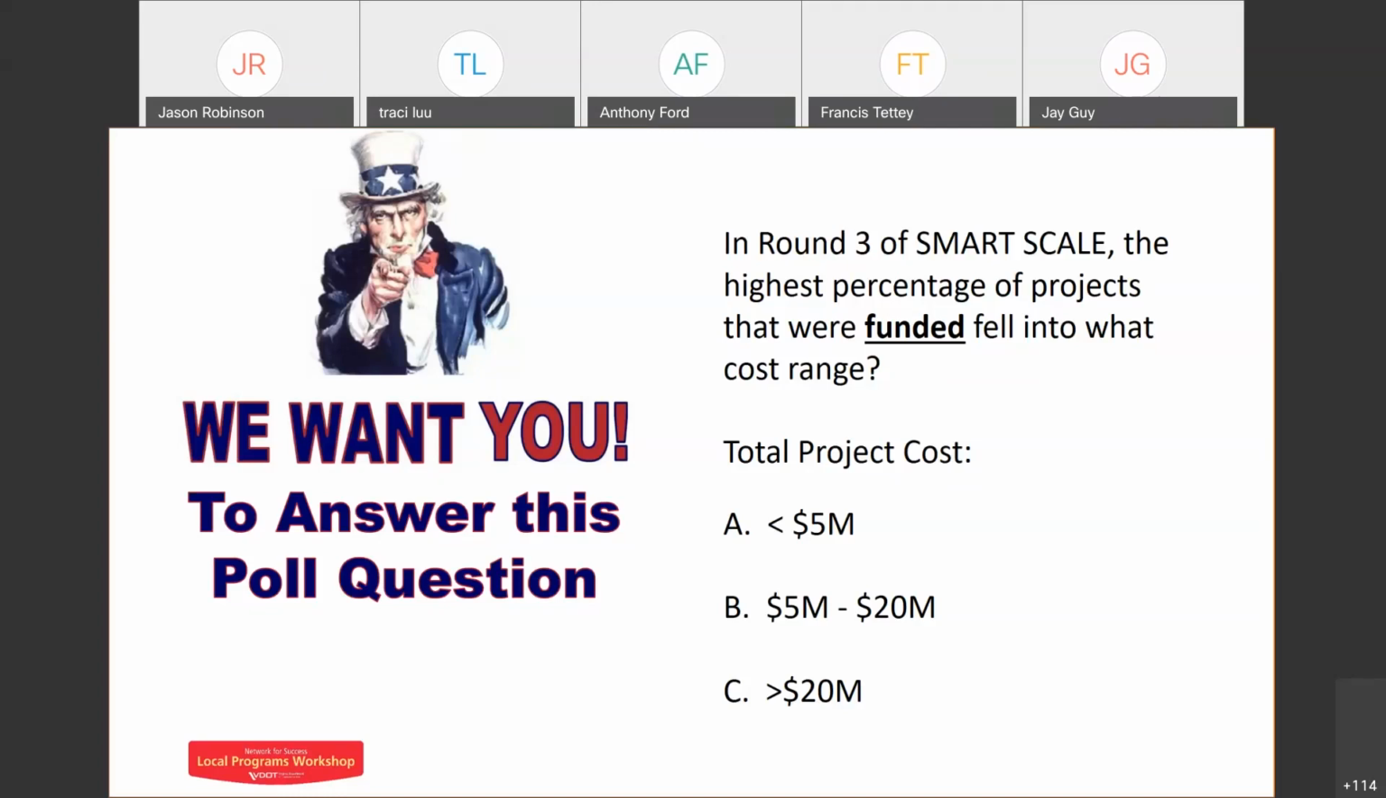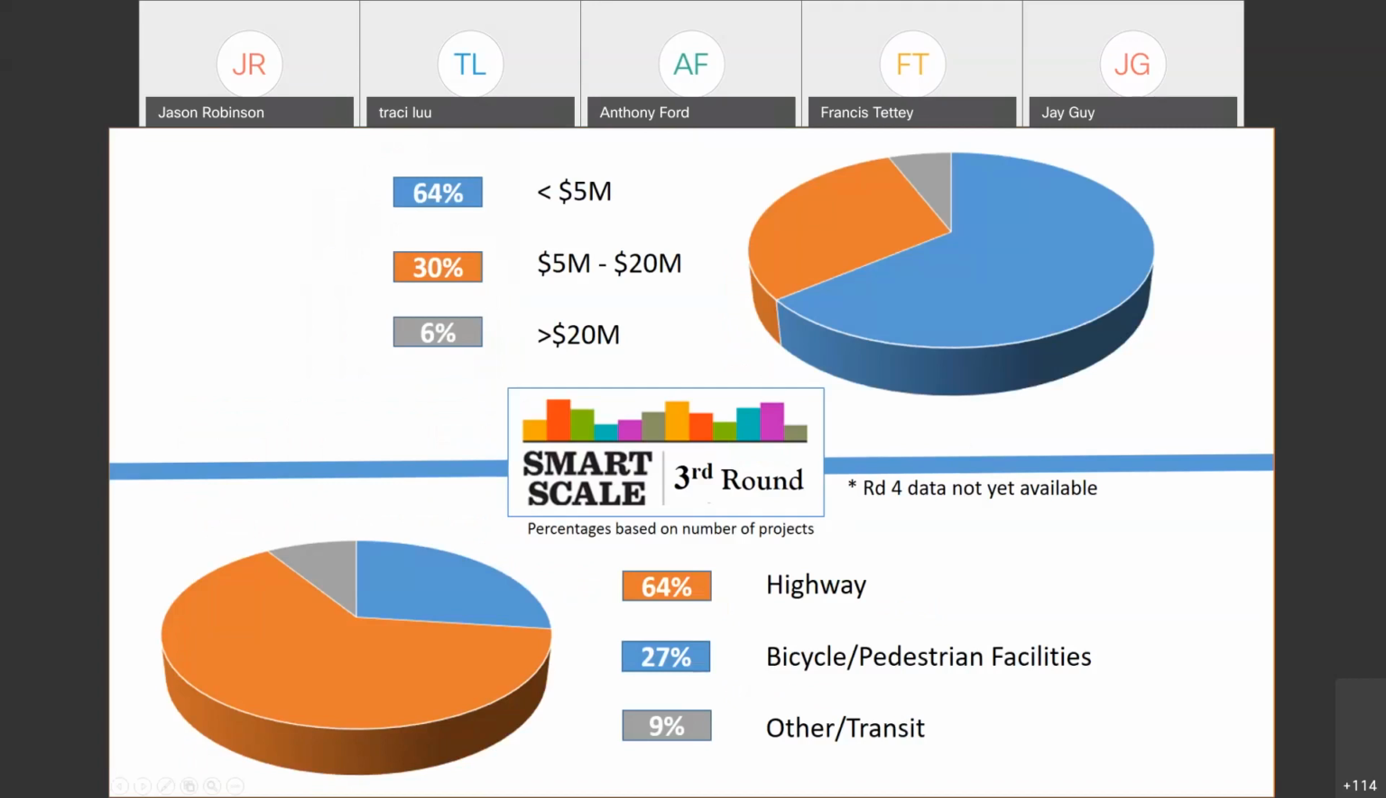It looks like most of you picked either the 5 to 20 million range or the less than 5 million range. So Jay, if you want to go to the next slide, we'll reveal the answer to everyone. On the next slide, you see the top image. For those of you who chose A, less than 5 million, that's the correct answer. I think that was kind of surprising to a lot of folks. A lot of folks think of Smart Scale as big ticket projects, and there are some big ticket projects funded through Smart Scale. I don't want to say there's not, but as you can see, based on the number of projects funded, there is a high percentage that fell in the under $5 million category. And so I think that was surprising to some folks.